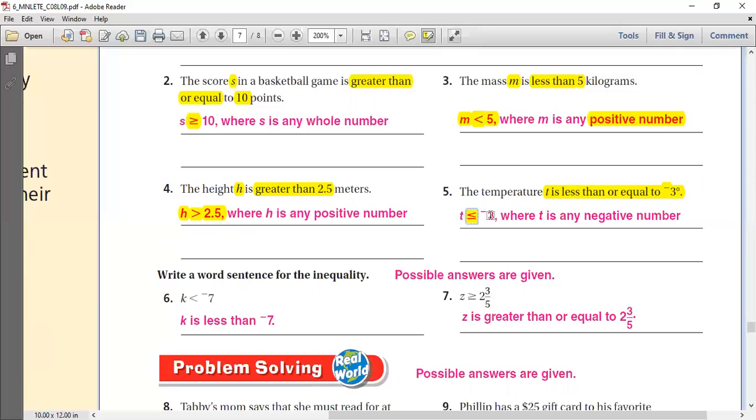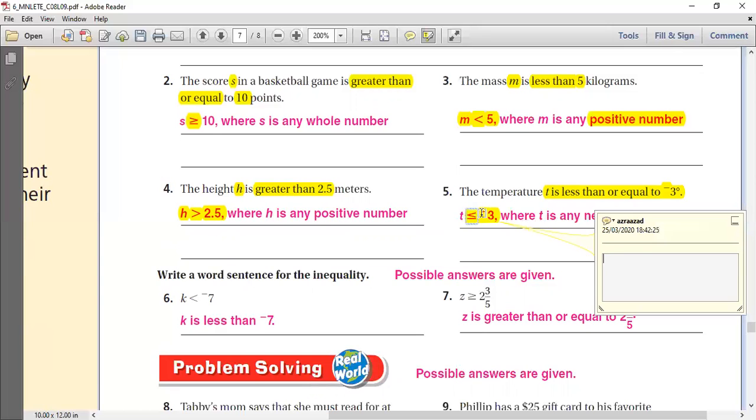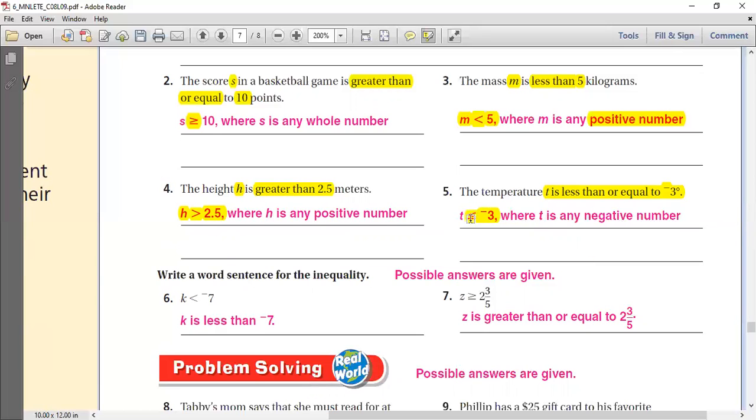-3. Now here they're talking about temperature. So of course, temperature can also be negative, as well as positive. Now, if you look at this inequality here, they say where t is any negative number. Why did they say t is any negative number? In the inequality, what they have asked you to do is they want a number which is less than -3. So which numbers are less than -3? -4, -5, -6, right? So that's why you have to write t is any negative number.